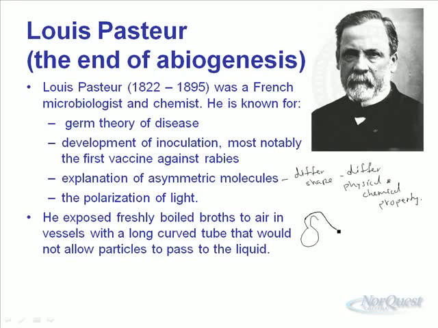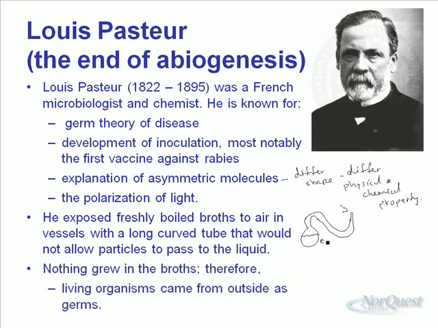And on the flask was a long glass curved neck that allowed air in, but made it hard for living organisms to travel through it. So the liquid would be down here, it'd be boiled, and it'd be left open to the air. This end is open, and it turned out that this stayed clear. So nothing new grew in the broth, therefore living organisms had to come from outside, from germs.